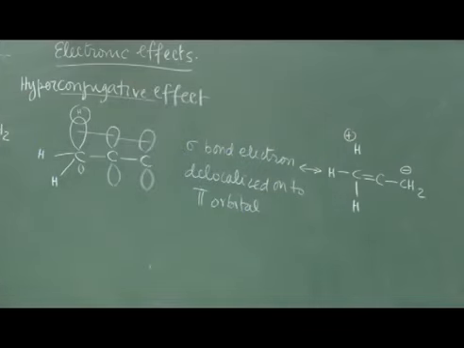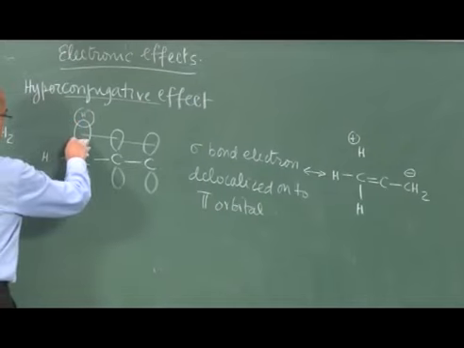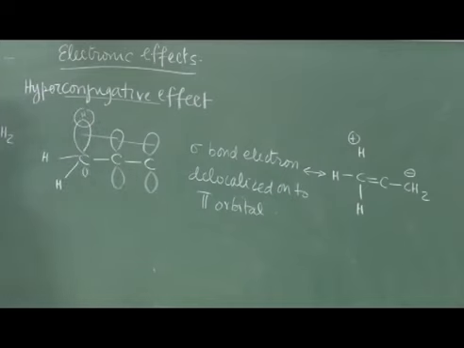Please remember, one of the cardinal rules of delocalization is that you do not break the carbon-carbon bond or a carbon hydrogen bond, which is a sigma bond. So, this is not completely broken. There is a delocalization of the electron density from the sigma orbital of the CH bond onto the pi bond, and that is known as the hyperconjugative effect.